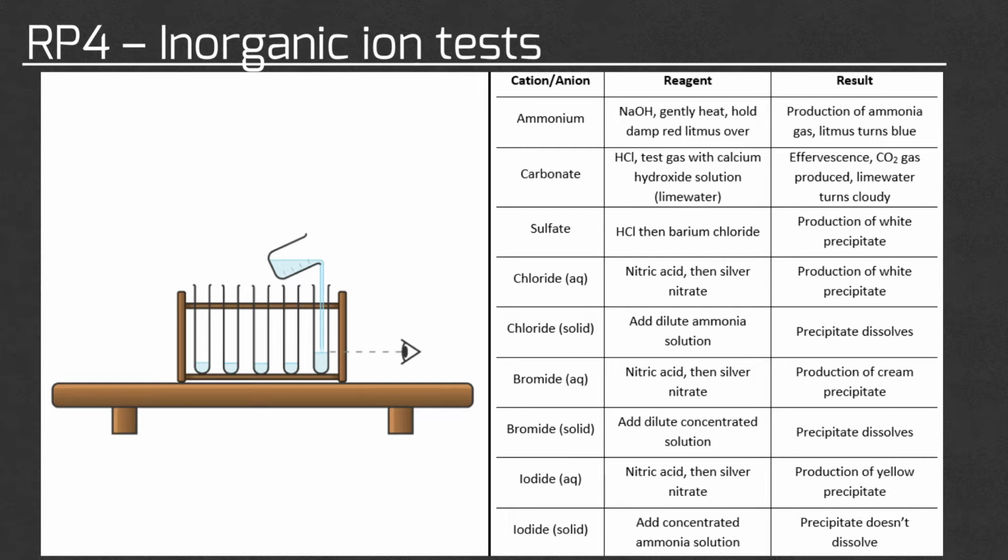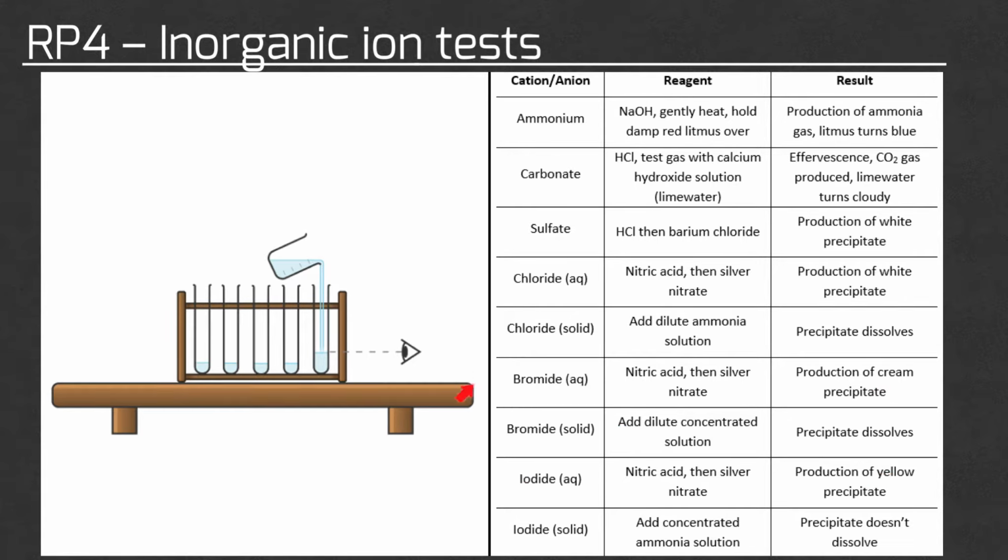The test for sulfate ions is to use hydrochloric acid followed by barium chloride. A positive result would be the production of a white precipitate. The test for chloride ions, bromide ions, and iodide ions is to add nitric acid and then silver nitrate. Chloride ions would produce a white precipitate, bromide ions a green precipitate, and iodide ions a yellow precipitate.